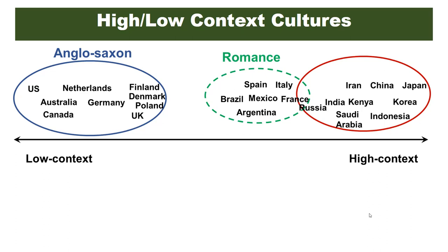On the low context side are people from countries like the US, the Netherlands, Australia, Canada, Germany, Finland, Denmark, Poland, and the UK. And when we say the US, it's really mostly meaning European Americans in the US. Latinx, African Americans, Native Americans tend to be on the right side, so on the high context culture side. On this right side, we have countries with languages that are in the Romance group, like Spain, Italy, and France in Europe, and South America. And farther on the right, we have Asian and African countries.